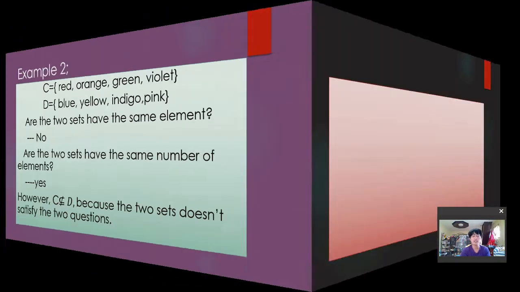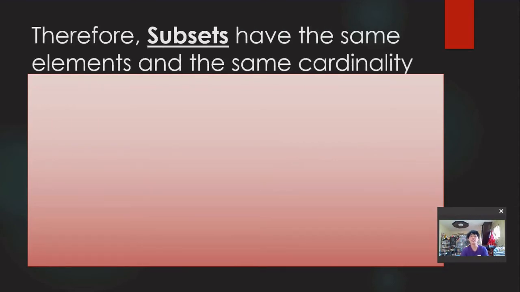Okay. Now, for further clarification, let's have next. So therefore, subsets have the same elements and the same cardinality. Now let's have the different categories of subsets. Number one, proper subsets. Have you ever heard the word proper in elementary? Proper fraction. Is proper subset the same as proper fraction? Exactly no. Because sets or subsets are different from proper subsets, which are different from proper fractions.